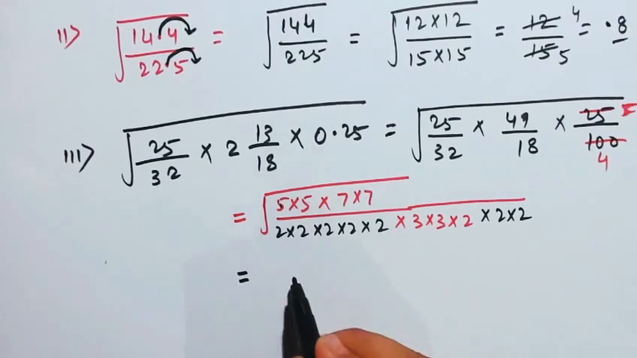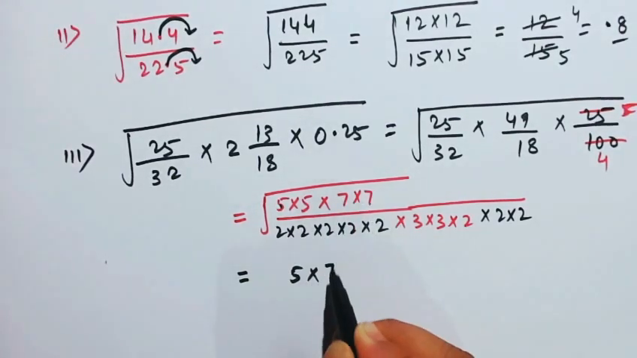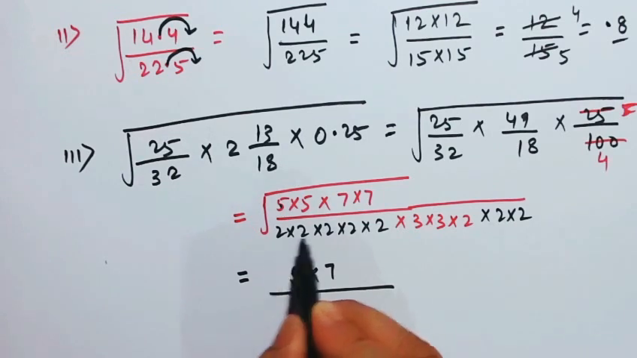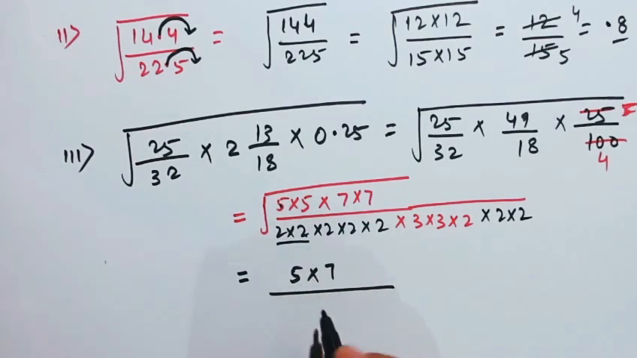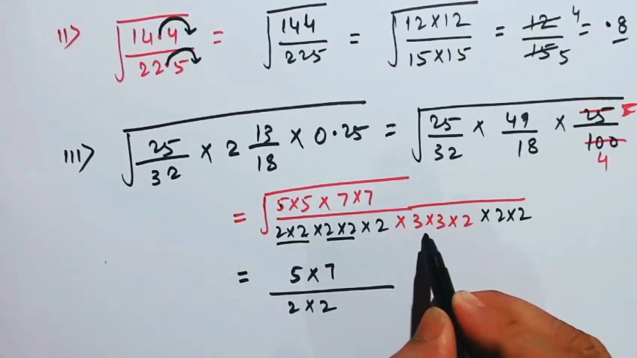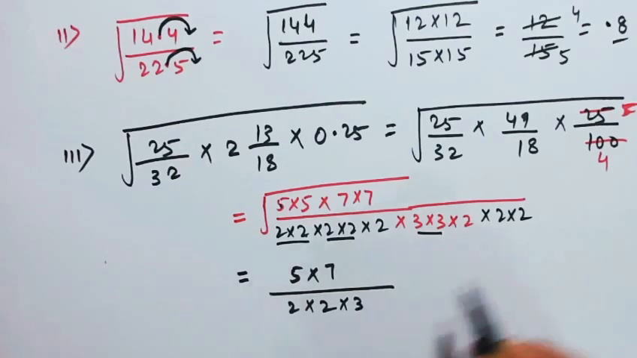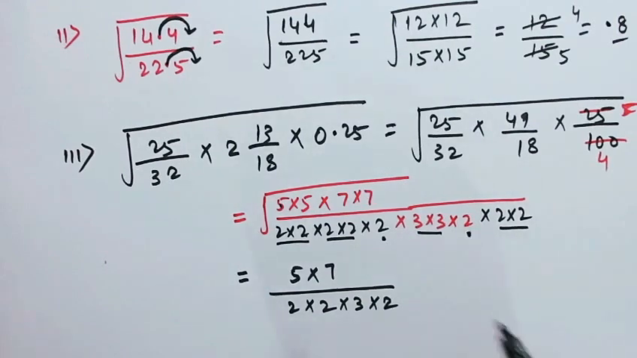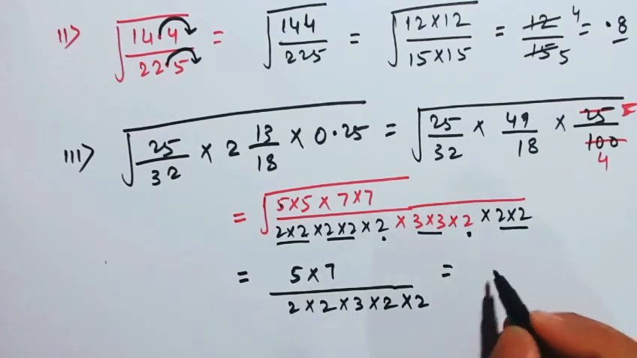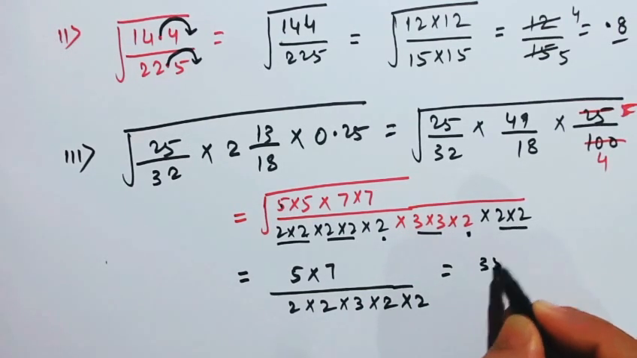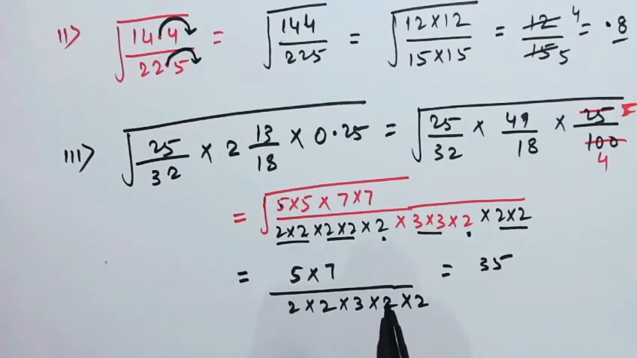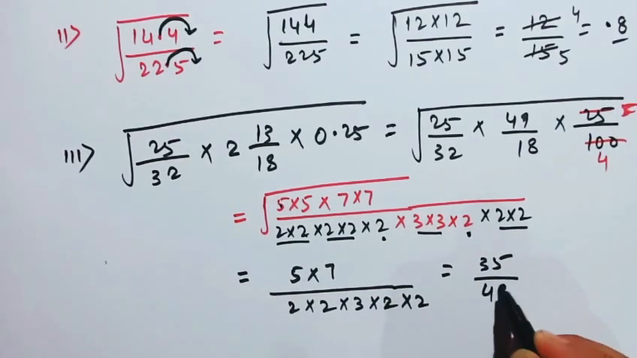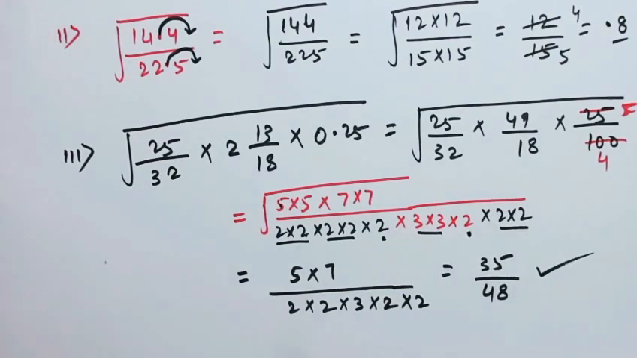Now let me see if this really comes in the form of a square root. The square root of 5 into 5 will be 5. Here 7, this has one pair. 2, again one pair. This has one pair. Now this 2 and this 2 remain, so this is also one pair. Very good. So 7 5s are how much? 35 by 2 2s are 4, 2s are 8, 2s are 16, 3s are 48. Leave it as it is and be happy.